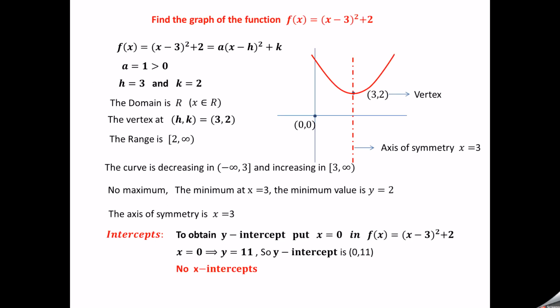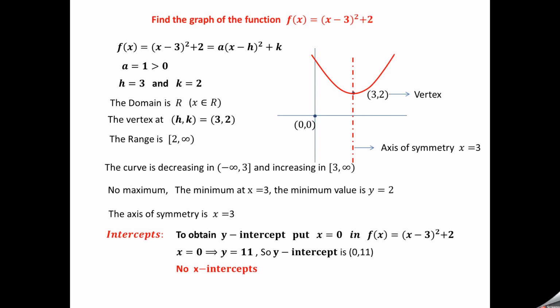So let us go to the next graph. Here, if you observe in this example, find the graph of the function f(x) is equal to (x minus 3) whole square plus 2. So this is not of the form ax square plus bx plus c.